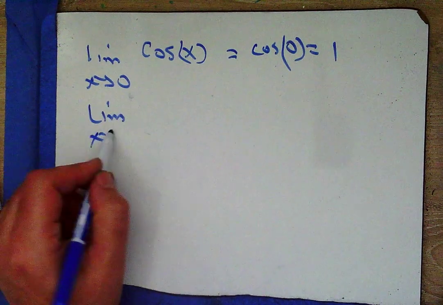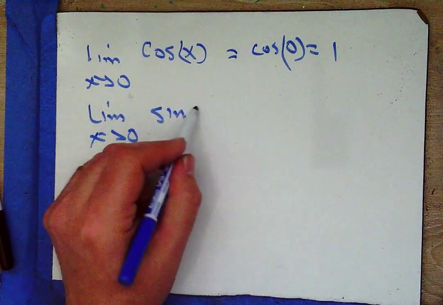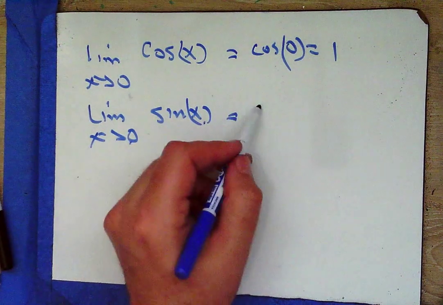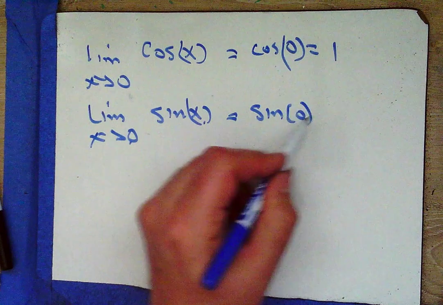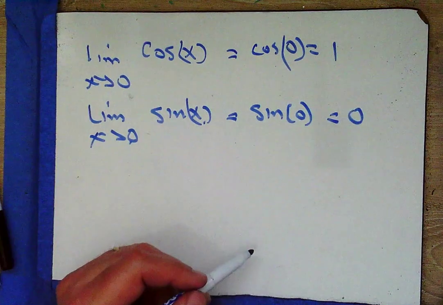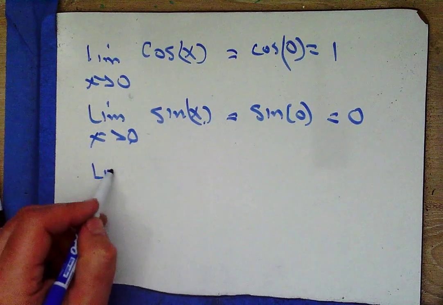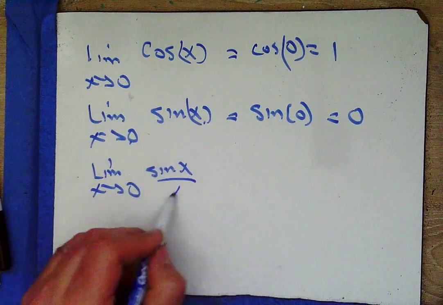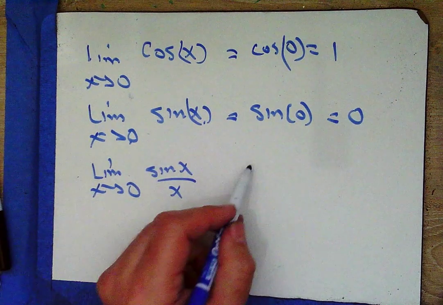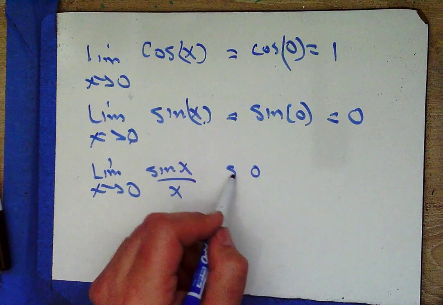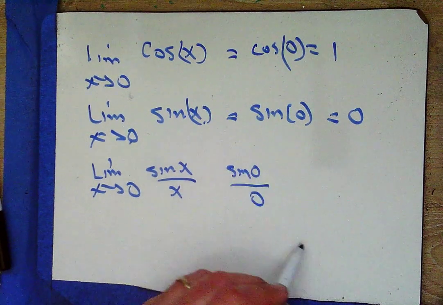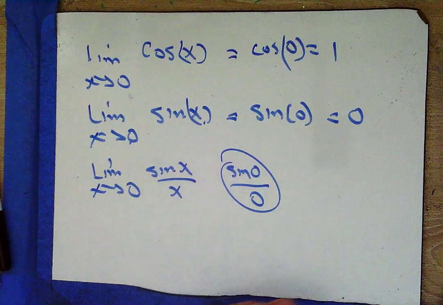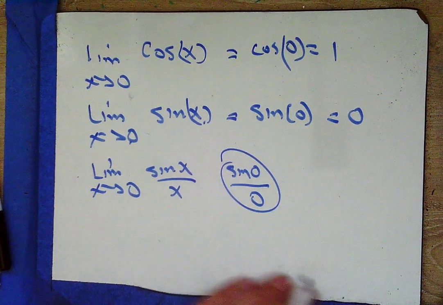How about the limit as x approaches 0 of sine x? Again, direct substitution, no problem. But when I come to something like the limit as x approaches 0 of sine x over x, when I do direct substitution, I have the sine of 0 over 0. Well, that's an indeterminate form. Okay, so do we have some algebra to make this work?